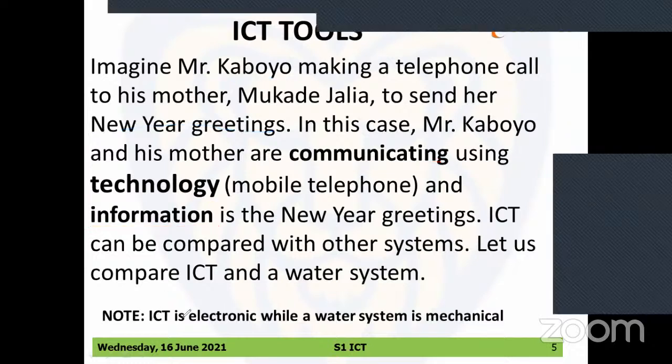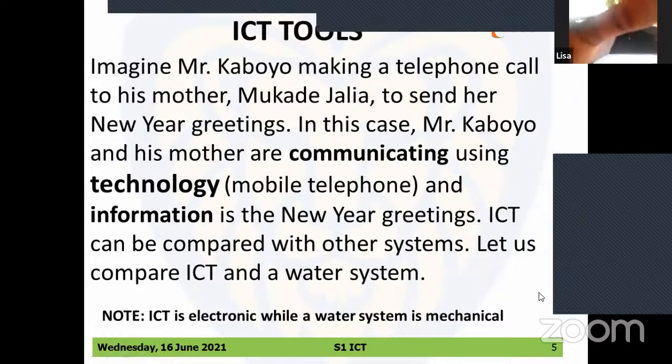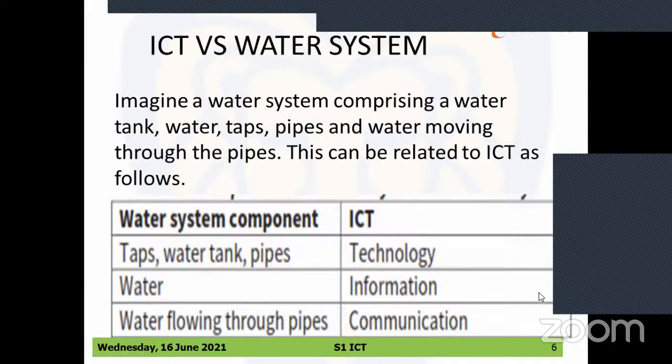So note that ICT is electronic while a water system is mechanical. So the water system doesn't use electricity. That's why we are saying it is mechanical, whereas ICT tools use electricity. Are we together? Daniel, you get my point? Yes. Okay, so here, Daniel, you can take us through this.